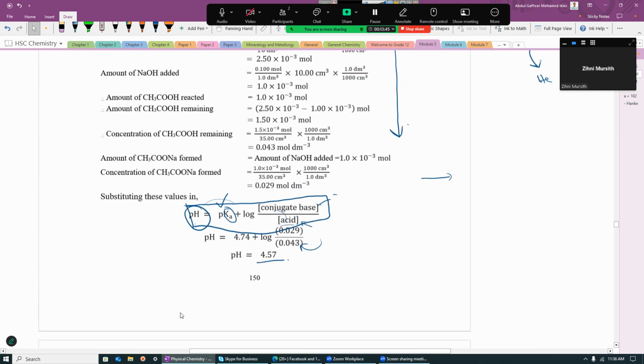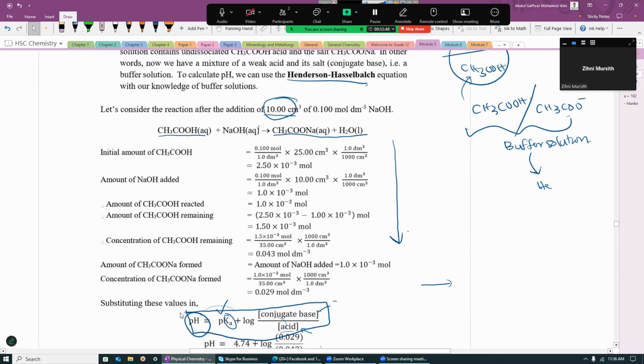Now I will just explain this for 10 milliliter. So let's consider we have taken 10 milliliter of NaOH. The initial amount of CH3COOH, that's what we have already calculated, is 2.5 into 10 power minus 3. Why? Because 0.1 mole decimeter minus 3 is the concentration of this CH3COOH. So the initial amount, n, is equal to C into V, right?